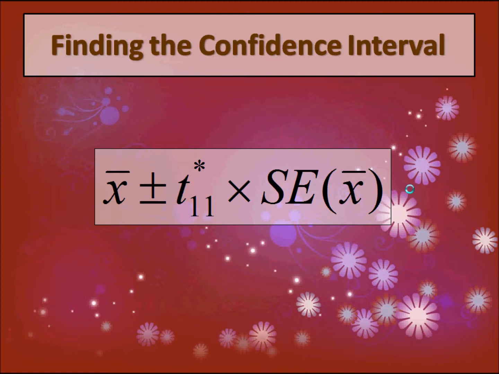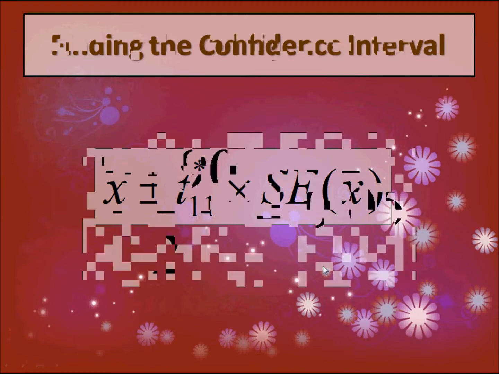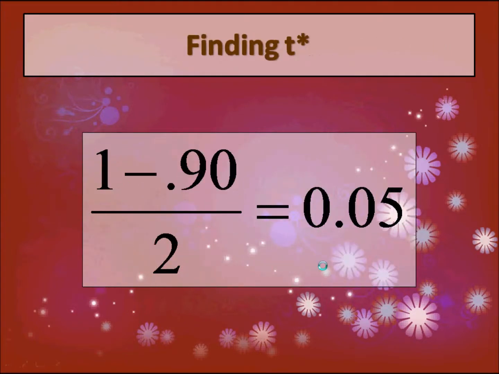And our formula for confidence interval is x bar plus or minus t star, which is our critical value at degrees of freedom 11, times the standard error of x bar. Well, the first thing I need to do is find t star. And the way I do this is I'm going to take 1 minus the confidence interval that I want to create and divide that by 2. That gives me 0.05. I'm then going to use my TI Inspire to find t star.